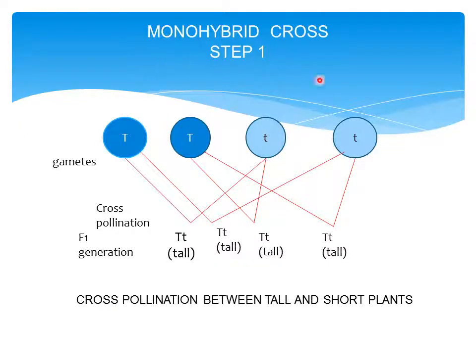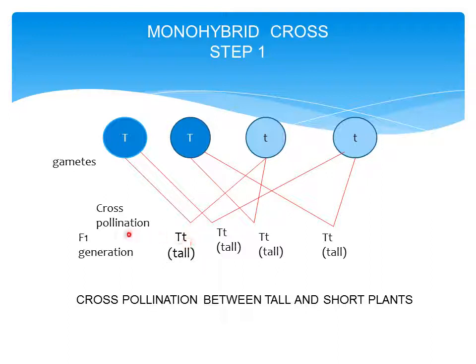Now here let us see the diagrammatic representation of what is happening in monohybrid cross step 1. So what are these? These are gametes. This T, these are dominant in nature, so it is written in capital T, and this small t, these are recessive characters. So these two are also gametes and these two are also gametes. So these two are parents. So this one and this one are parents. So cross pollination is done between these two parents.